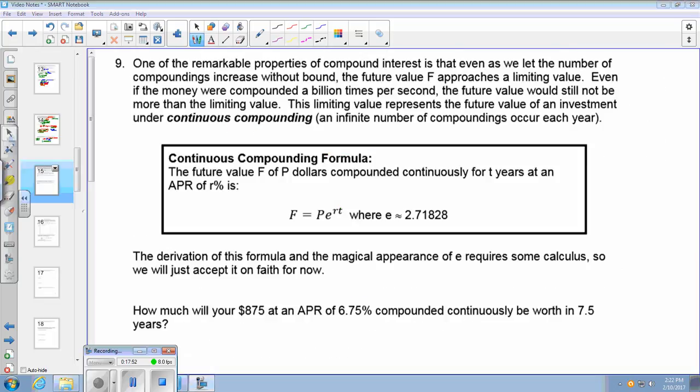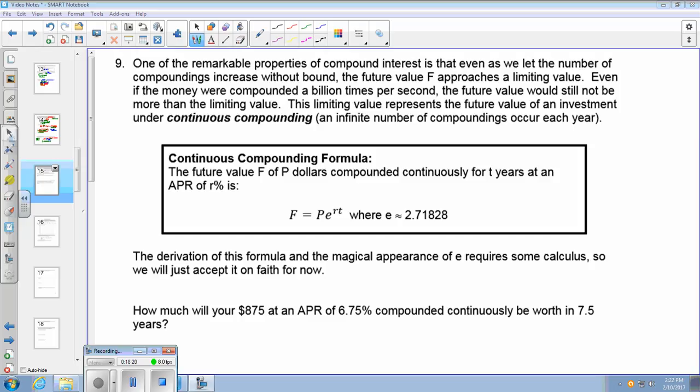One of the remarkable properties of compound interest is that even as we let the number of compoundings increase without bound, the future value F approaches a limiting value. So even if the money were compounded 1 billion times per second, the future value would still not be more than this limiting value. This limiting value represents the future value of an investment under continuous compounding, which means an infinite number of compoundings occur each year.